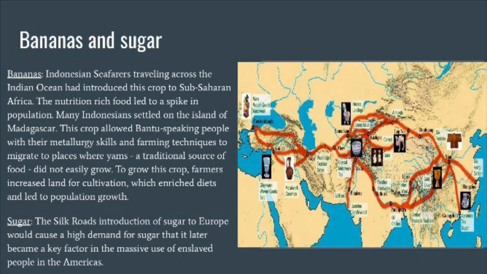The Silk Road's introduction of sugar to Europe would cause such a high demand for sugar that it later became a key factor in the massive use of enslaved people in the Americas.